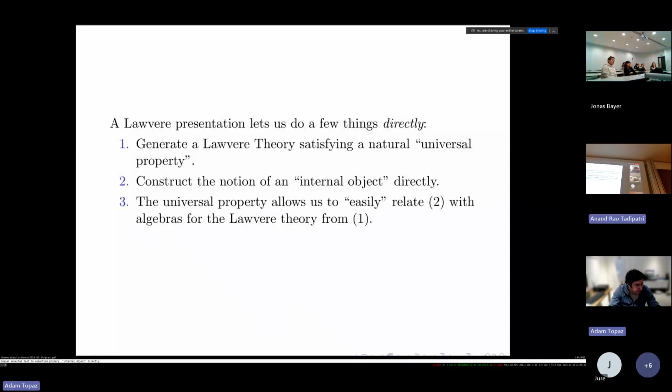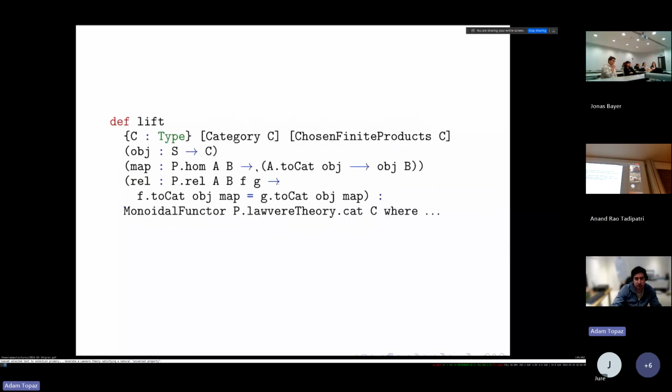Okay, so for instance, here's one aspect of this universal property. If you have the object field, a function from the type of sorts to some category C, and you have a way of mapping the morphisms in the presentation which is compatible with the relations, then you actually get a monoidal functor from the associated Lawvere theory to the category C. Okay, this is part of the universal property.